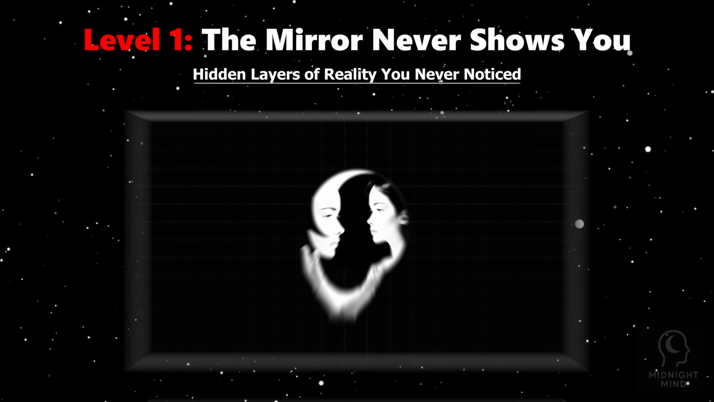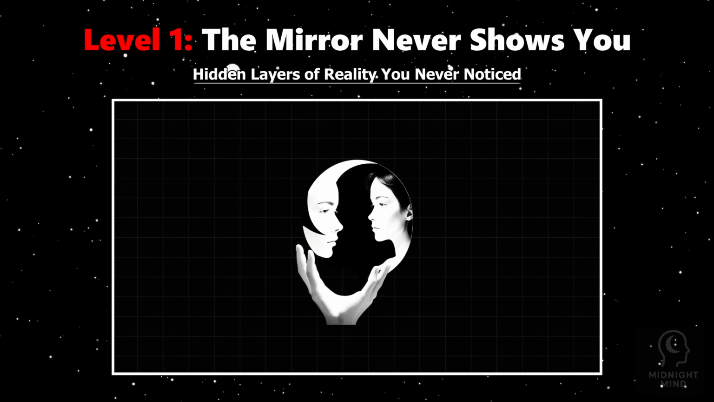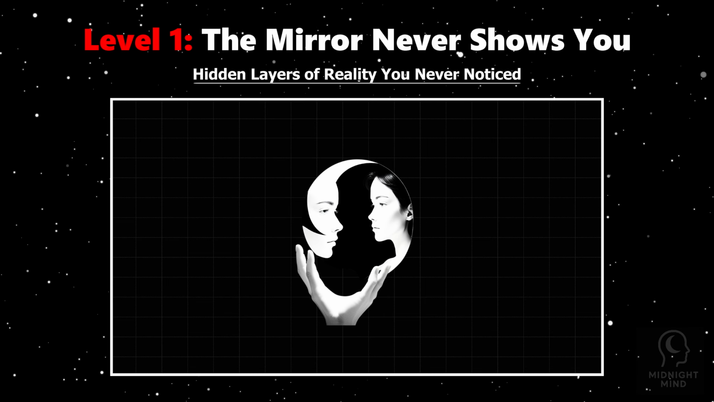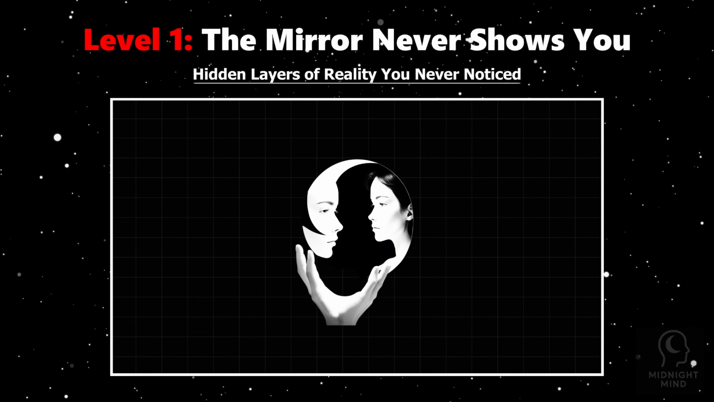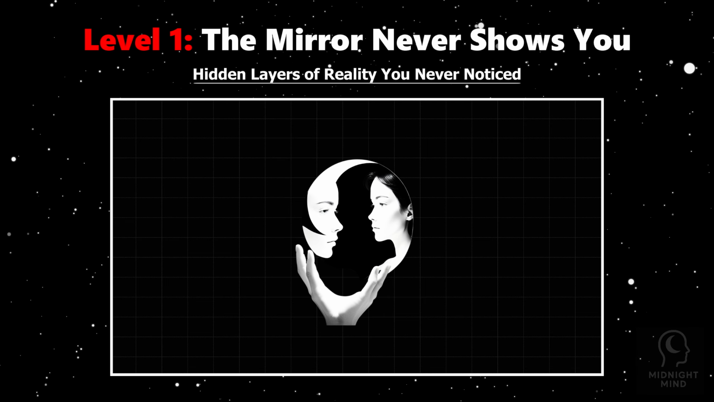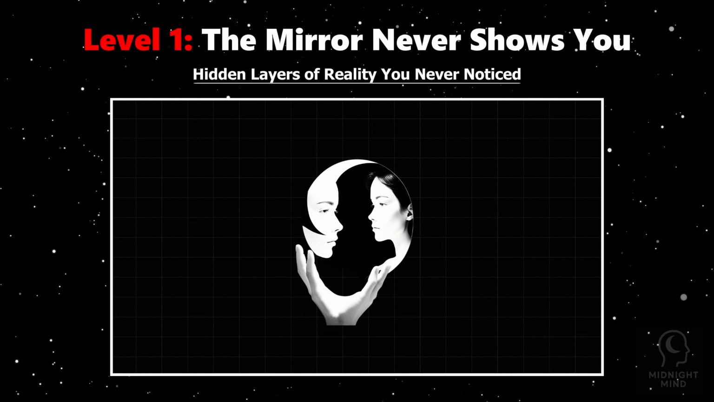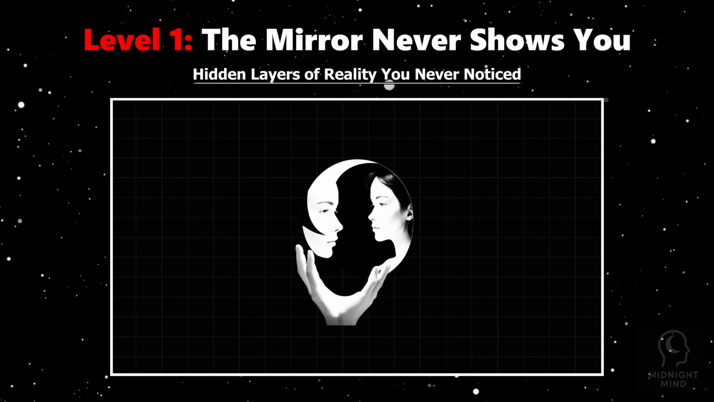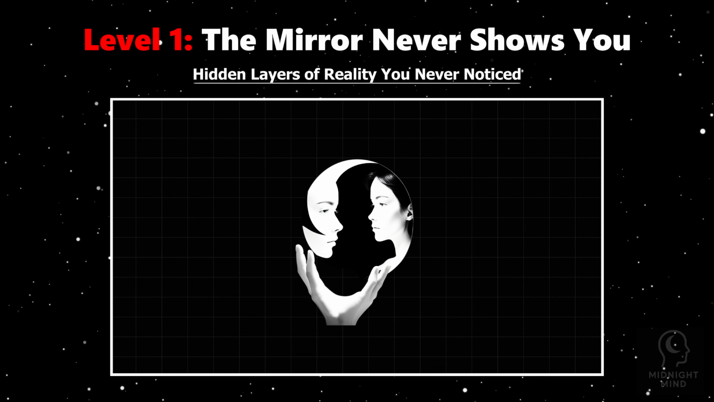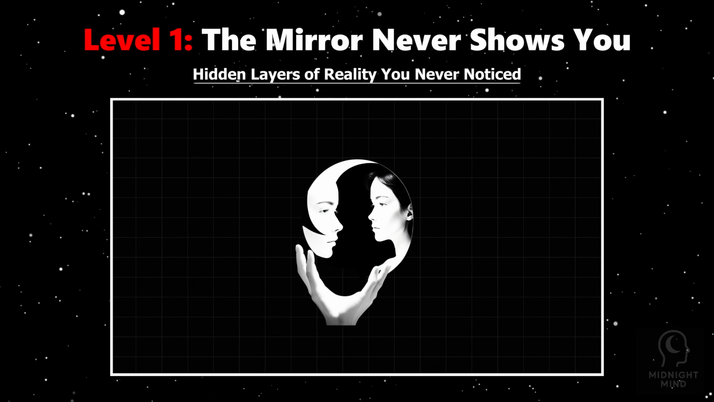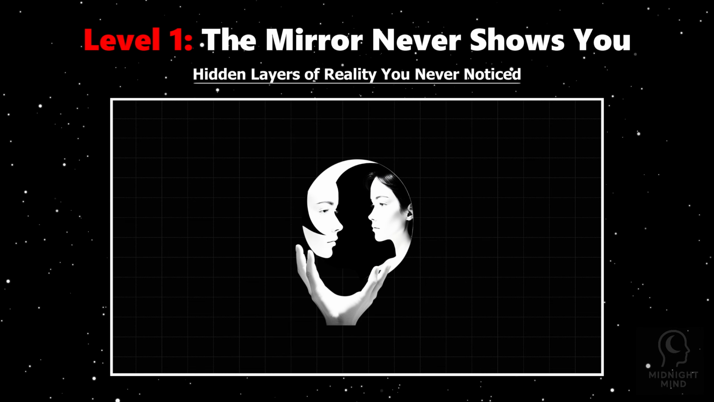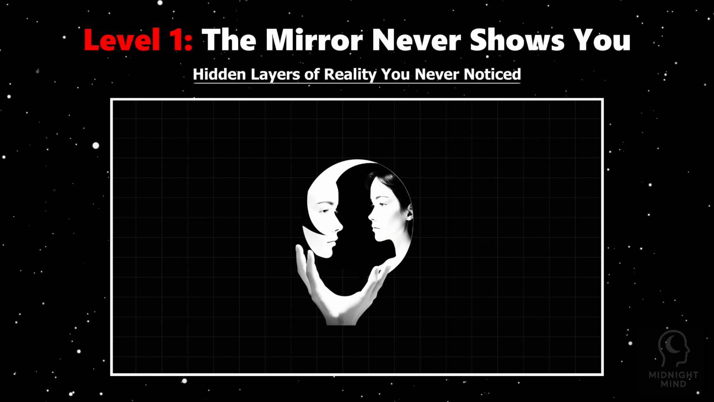Imagine staring into a mirror and believing the reflection you see is an exact copy of yourself. But what if I told you that this reflection is not truly you? It's a reversed illusion, a delayed shadow of your movements, subtly deceiving your brain into thinking your face and expression are constant when they are not. Mirrors don't show reality. They show a flipped version of it.